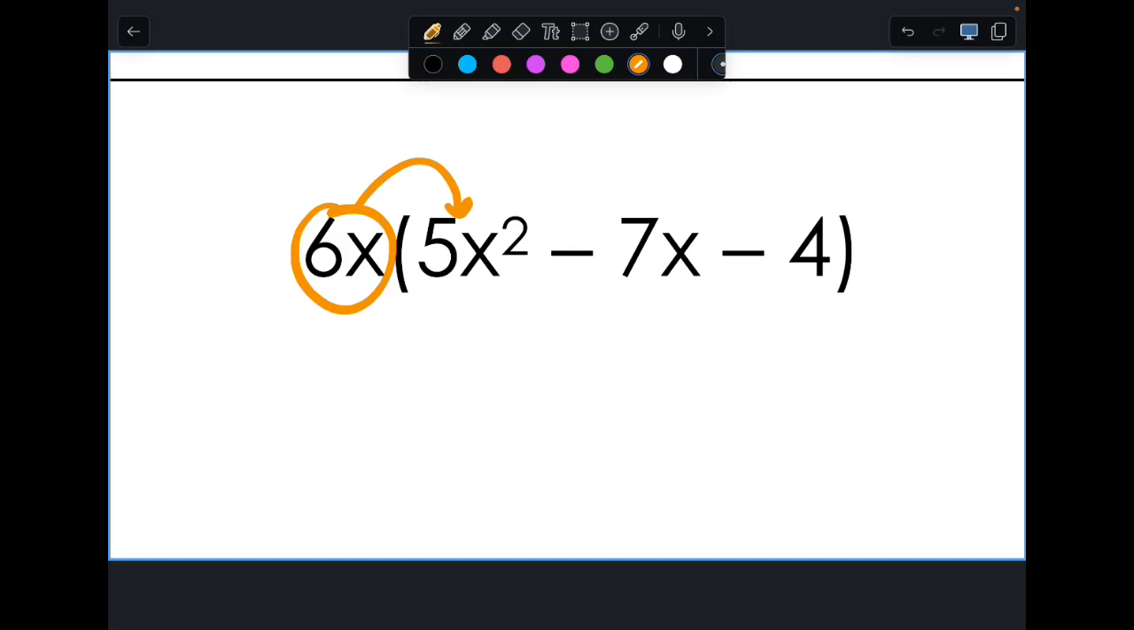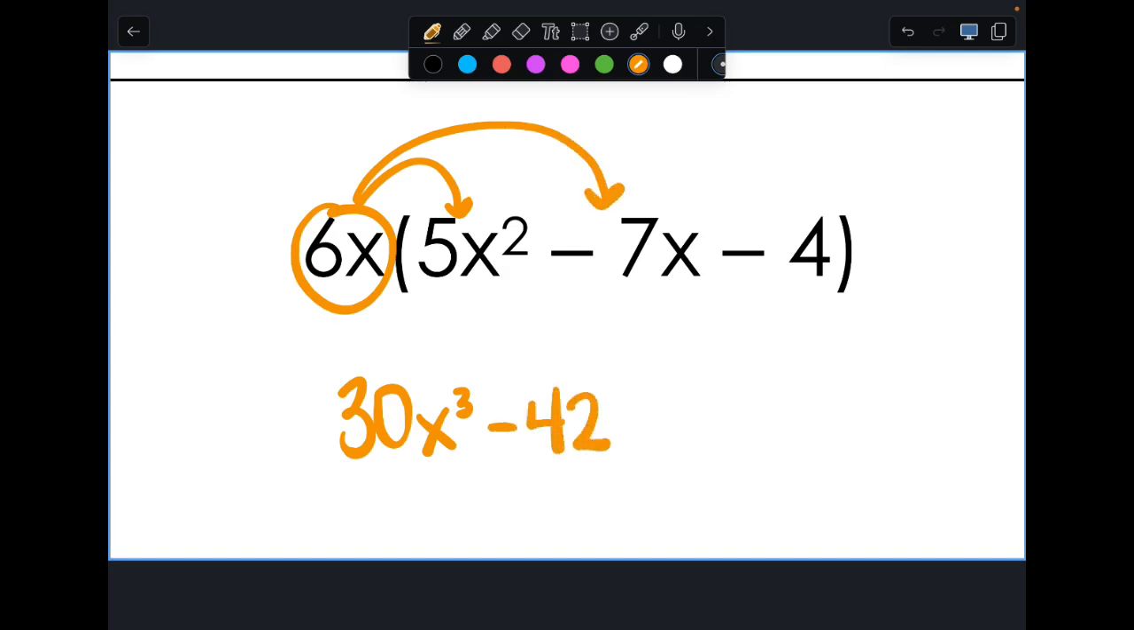6 times 5 is 30. x times x squared, x cubed. 6 times negative 7, negative 42. x times x. x squared. Yes, Joanna says x, 6 times 7. We can get over it. 6 times negative 4. Negative 24. Bring down the... x.